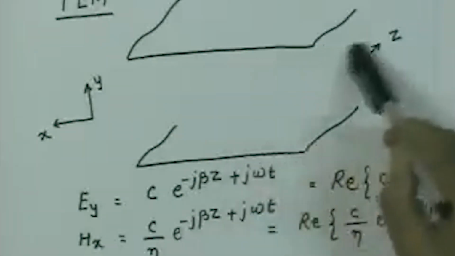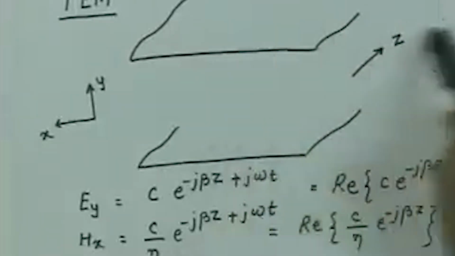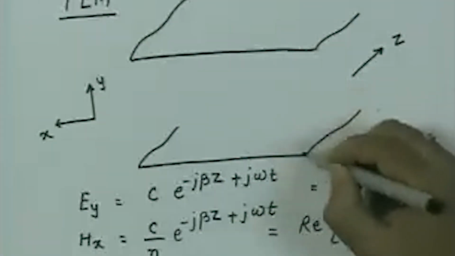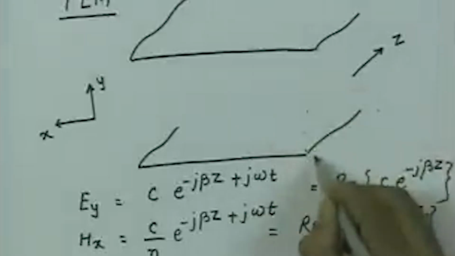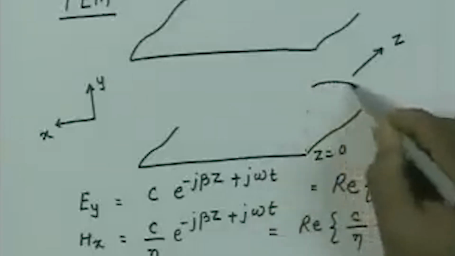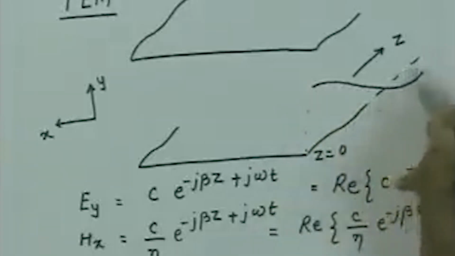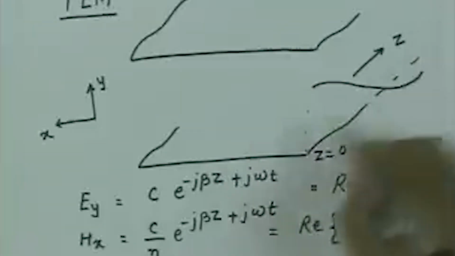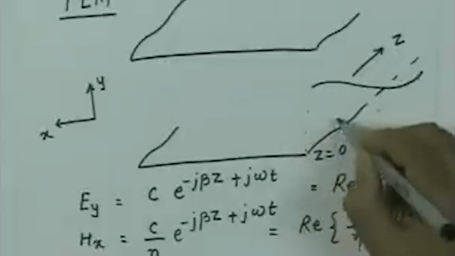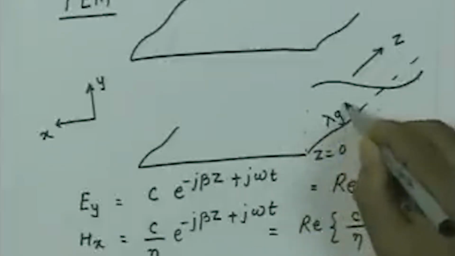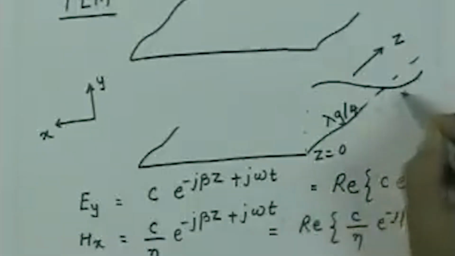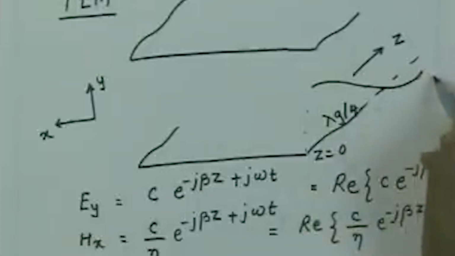Now the field is varying as a cosine function along the z direction. It is maximum here, at this point z equal to 0, and then it goes like that as I move along the z direction like a cosine function. After a distance lambda g by 4, this function will go to 0. If I go again lambda g by 4, this function will become negative, and so on.